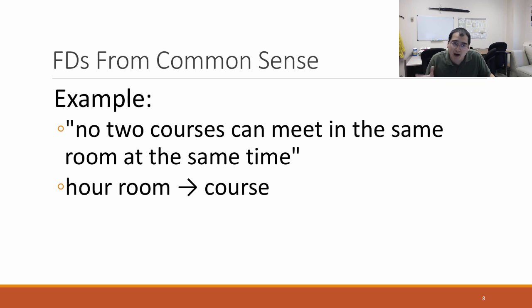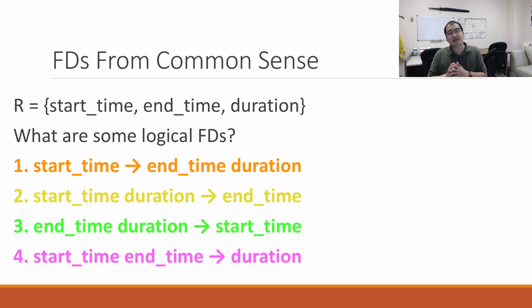There are some other more common sense ones. For instance here, let's imagine we have a relation that has a start time, end time, and a duration. Which of these are logical functional dependencies? All right, so let's go through the first one. If I give you the start time, can you tell me the end time and the duration? No, there might be multiple events that start at the same time but have different end times and consequently different durations. So the first one is not a good functional dependency.